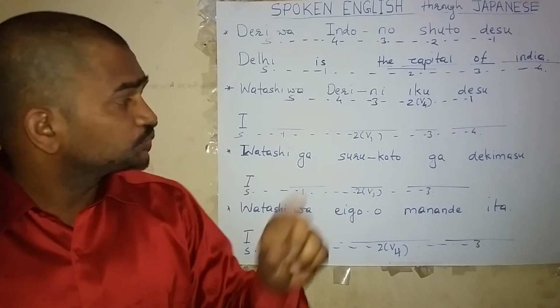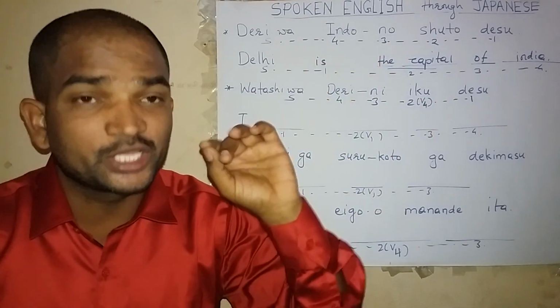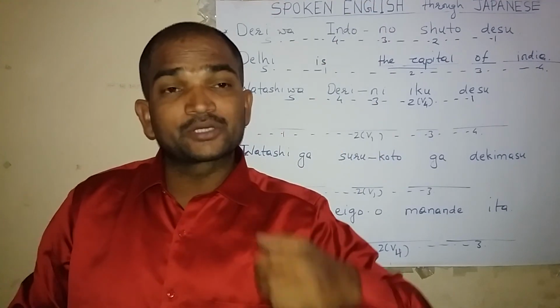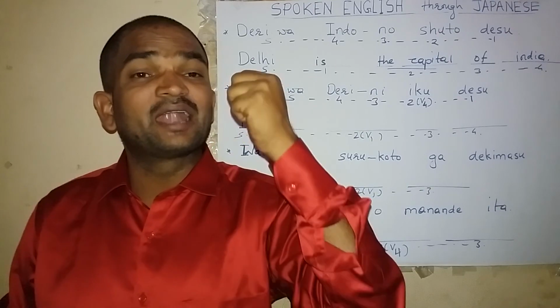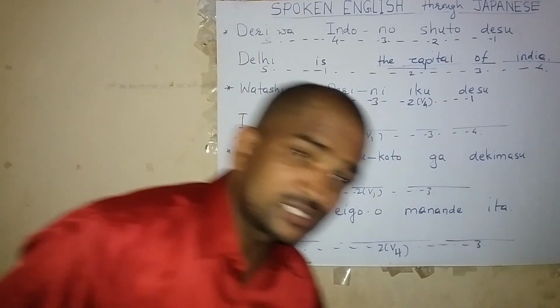Now you should pause the video looking at this sentence. Watashi wa deri ni iku desu. You should try to speak this sentence in English again and again. You should try 10, 20, 30, 40, 50, 100 times. And while trying orally, at that time you should try to type the sentence in the comment box.